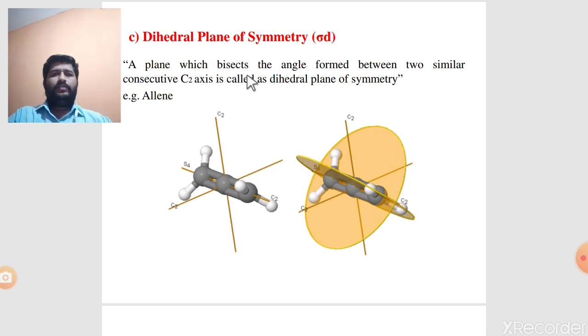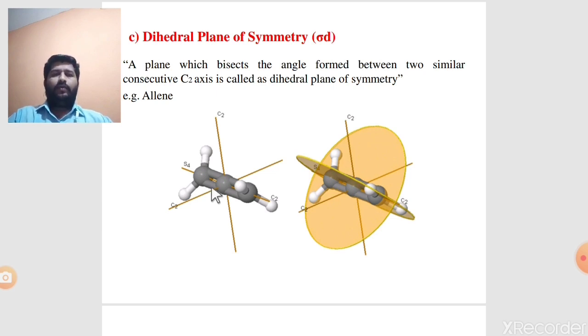A plane which bisects the angle formed between two similar consecutive C2 axes is called the dihedral plane of symmetry. See the example: the allene molecule shows a dihedral plane of symmetry. What is meant by allene? A consecutive, continuous arrangement of double bonds is called an allene molecule.